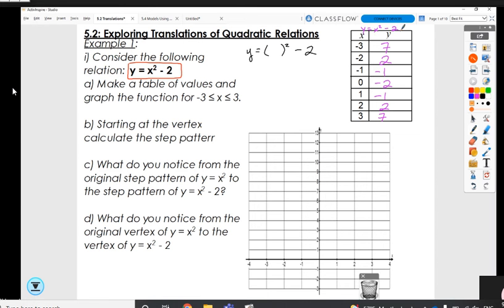So this is the graph of y equals x squared minus 2. We made the table of values. Start at the vertex and calculate. Okay, we've got to graph this thing. So -3, +7. -2, +2. -1, -1. 0, -2. 1, -1. 2, 2. 3, 7. And we got this one. I'm going to try my best to draw a smooth curve. Like that.